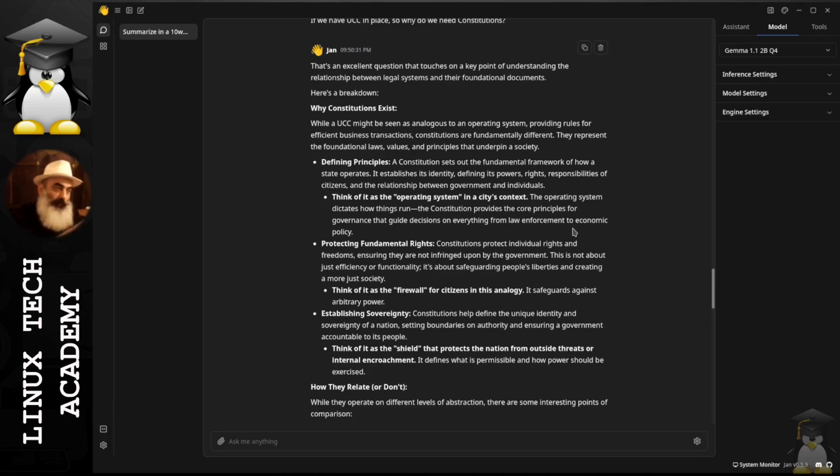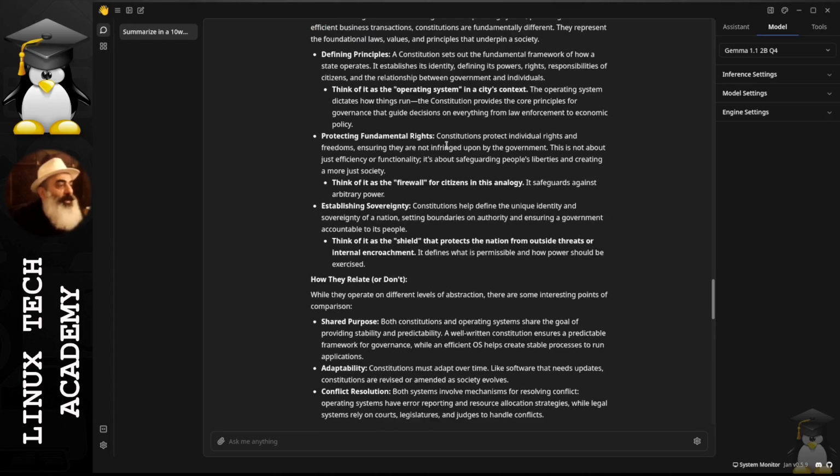There's a lot of things to unfold here. However, I'm going to continue protecting fundamental rights. The Constitution protects individual rights and freedoms, ensuring they are not infringed upon by the government. Why the government would do this in the first place? But anyway, that's the Constitution.